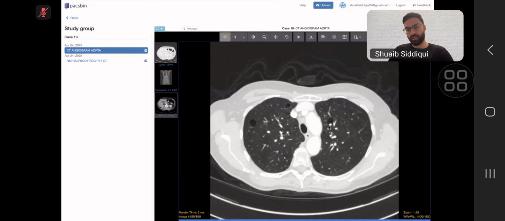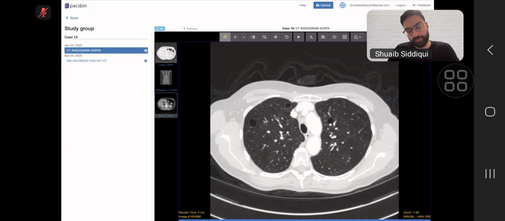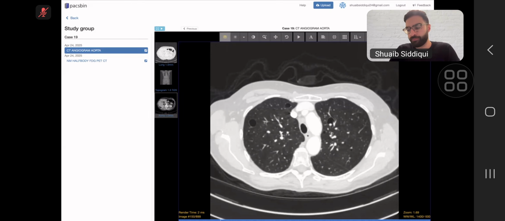So what would you like to do next? I will compare with the previous and correlate with the history of this patient. Sure, but there is no previous and no history for smoking, maybe. Okay. What do you think of the nodule?